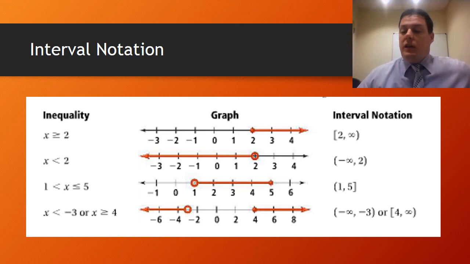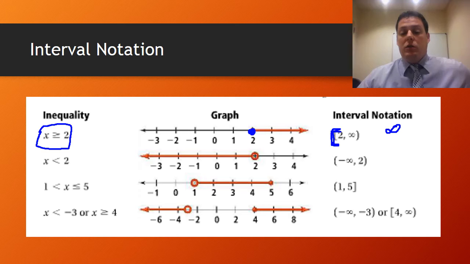Here's another notation we can use. This is called interval notation. Instead of writing x is greater than or equal to 2, if you draw it on the number line, it's greater than or equal to, so it's a closed dot. Anytime we have a closed dot, you want to use a bracket. So a bracket, and then this line goes from 2 to infinity and beyond.